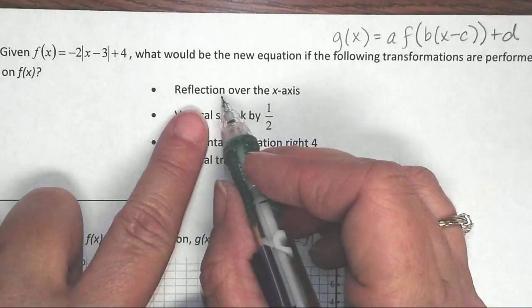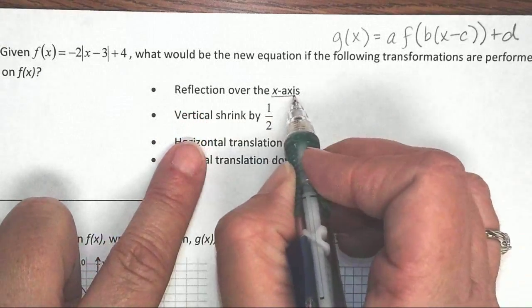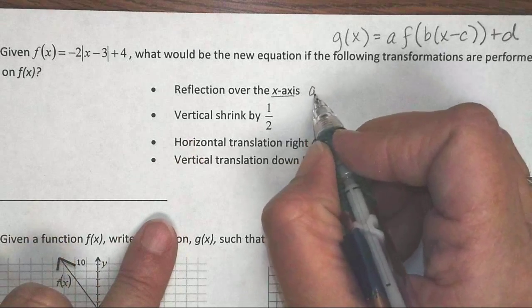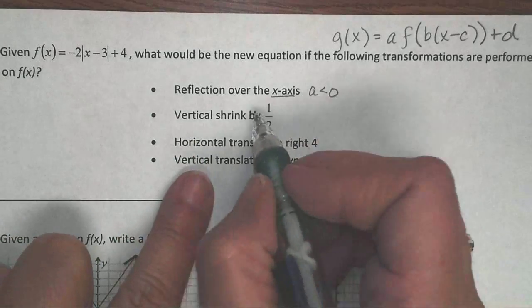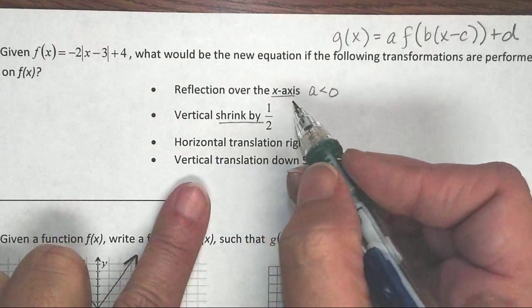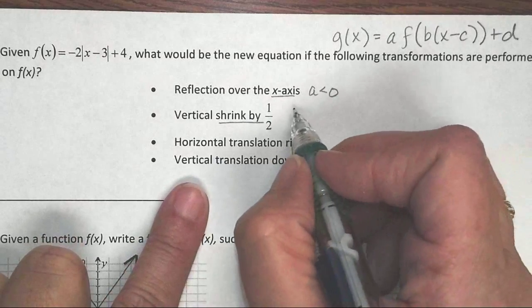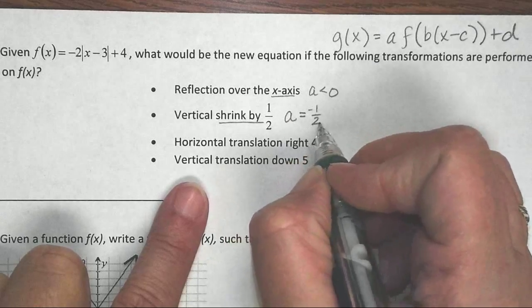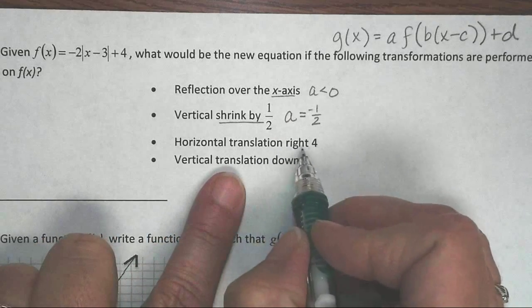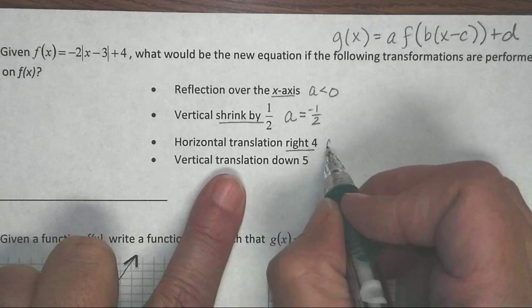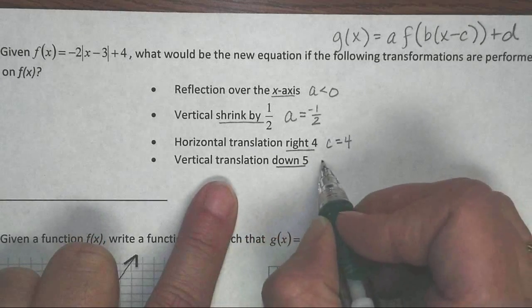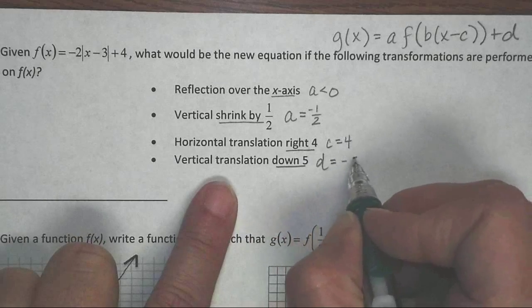So let's go ahead and name this. This reflection over the x-axis, that's a vertical reflection, which means a is going to be negative. My vertical shrink by 1/2, that means my a is 1/2. So in this case, since it's negative, my a will be negative 1/2. My horizontal translation to the right 4 means c will be equal to 4. My vertical translation down 5 means d will be equal to negative 5.